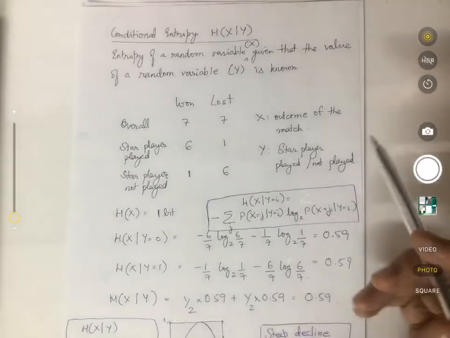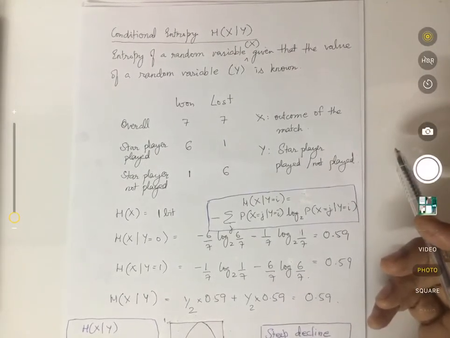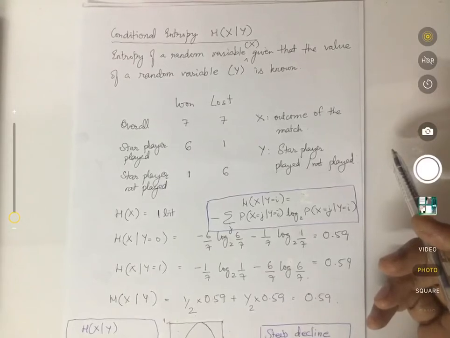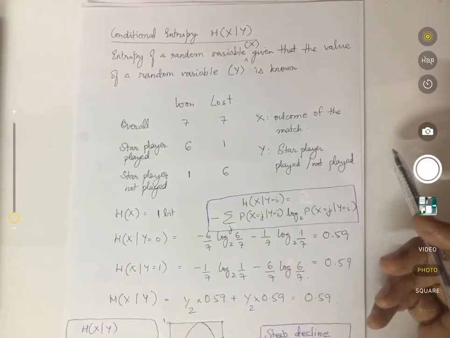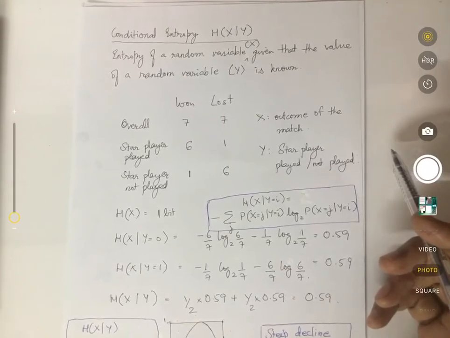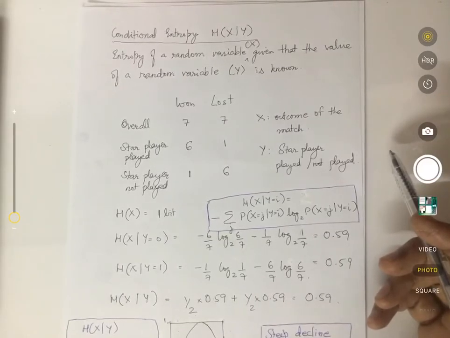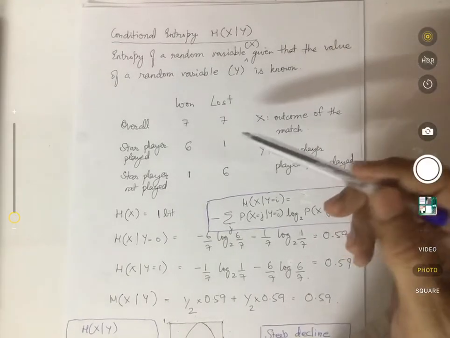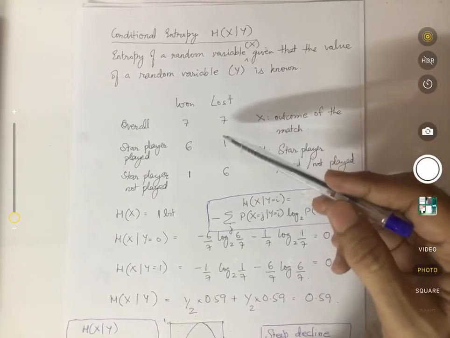So next we need to consider what causes the entropy to decrease, right? Or could there be a random variable whose knowledge could result in a decrease in the entropy? And that's what we want to answer. Now take this toy example.